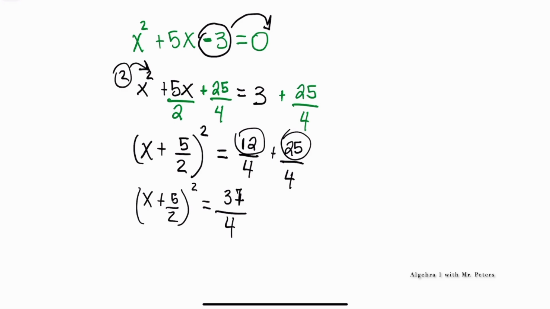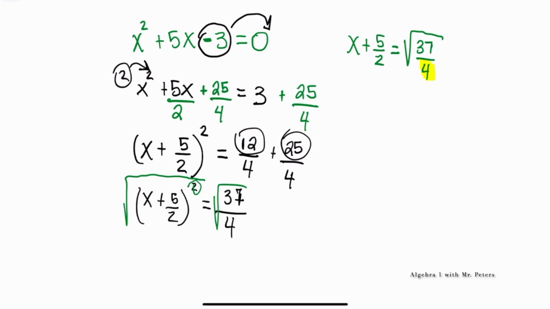Now at this step, we could get rid of our exponent by taking the square root of both sides. So left side turns into x plus 5 over 2. Exponent and radical cancel each other out. And on the other side, this is going to be equal to radical 37 over 4.